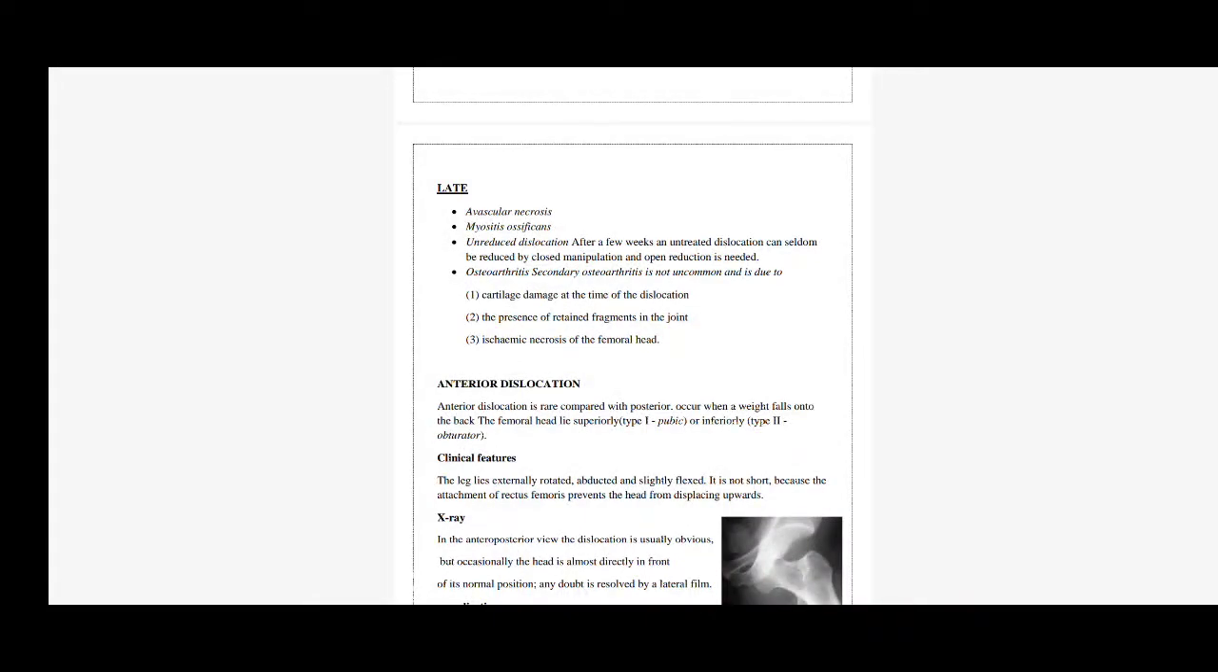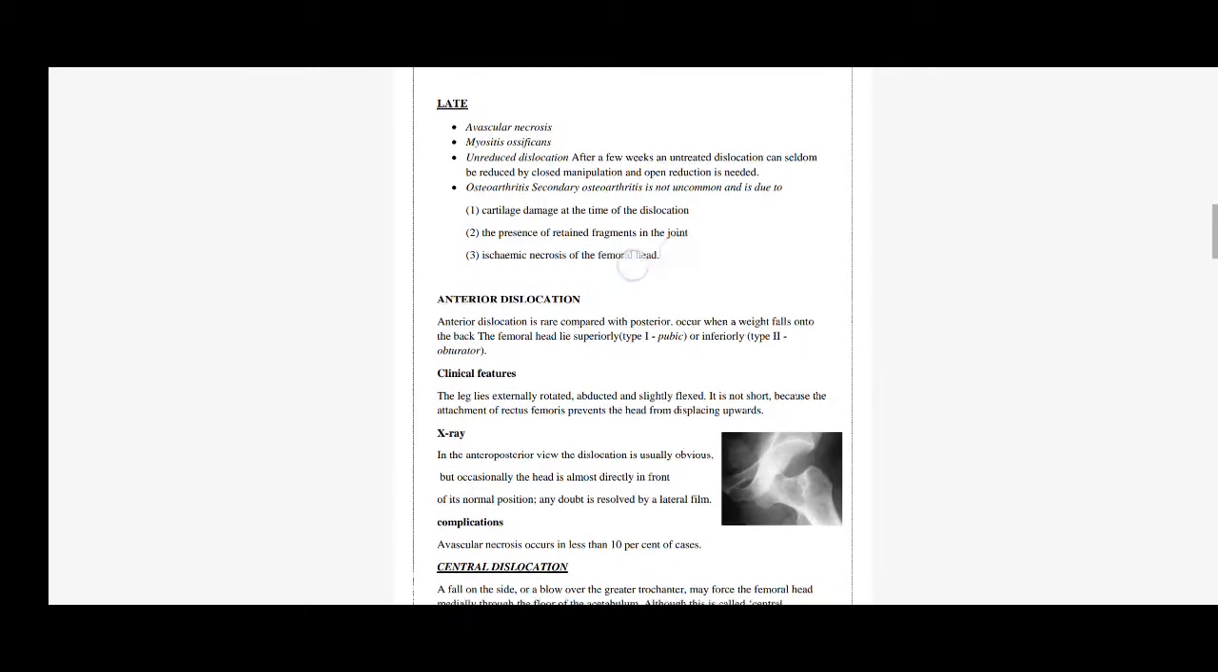Third cause is the ischemic necrosis of the femoral head, especially according to the magnitude of the trauma and if there is delayed reduction of the dislocation.